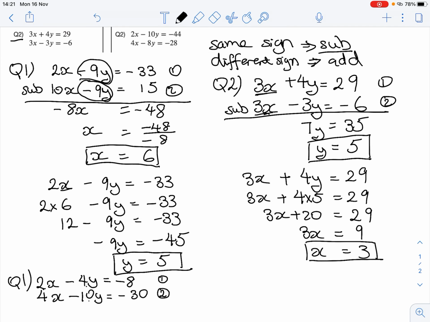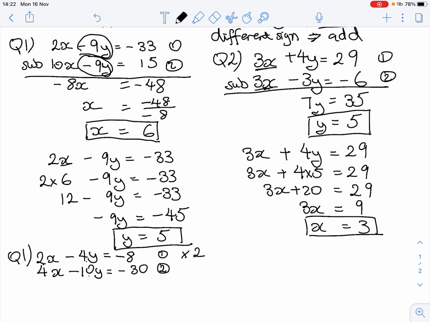So we have to do some multiplication. We need the same number of x in both equations, so we want to find the lowest common multiple. I think it's easier for this one to get rid of the x variable. We have 2x and 4x, and the lowest common multiple for 2 and 4 is 4. So we're going to multiply the first equation by 2.